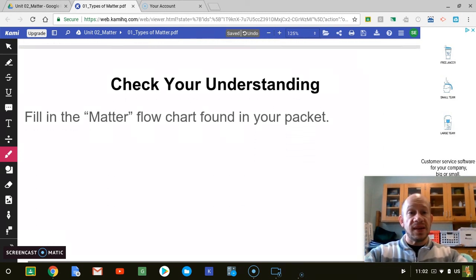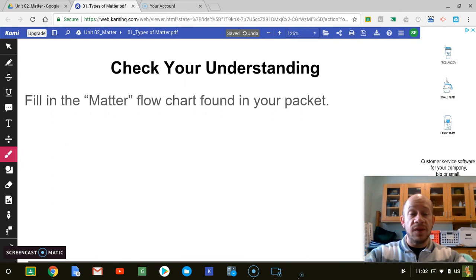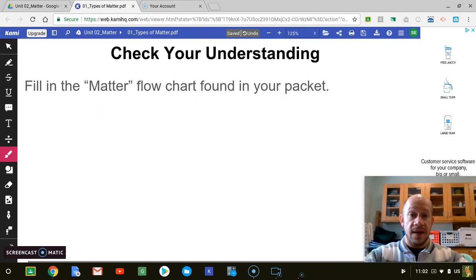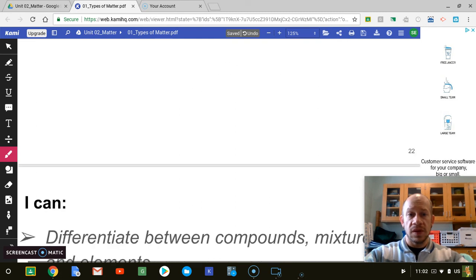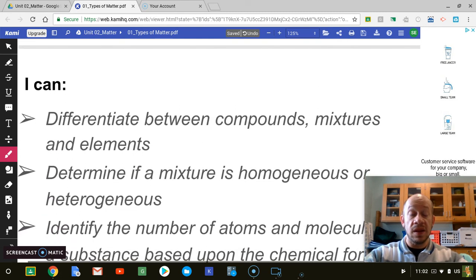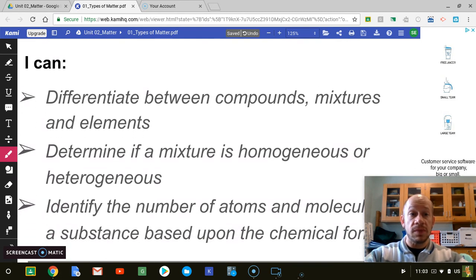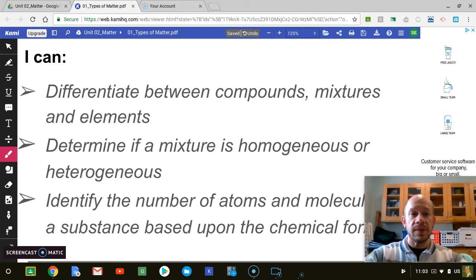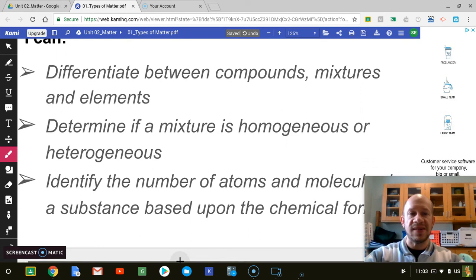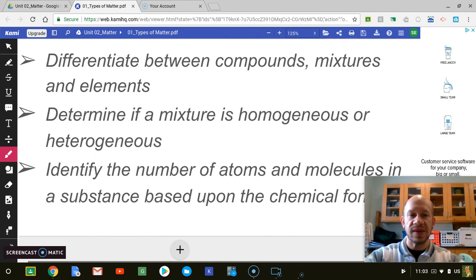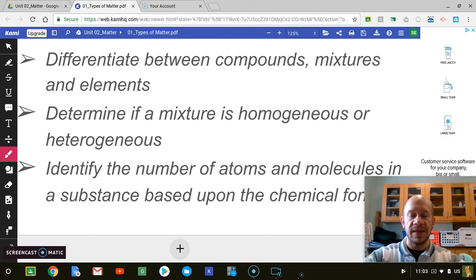Check your understanding. On your packets, fill in the matter flowchart found there. So, at the end of this lesson, some objectives. You should be able to differentiate between compounds, mixtures, and elements. You should be able to determine if a mixture is homogeneous or heterogeneous. And you should be able to identify the number of atoms and molecules in a substance based upon the chemical formula.